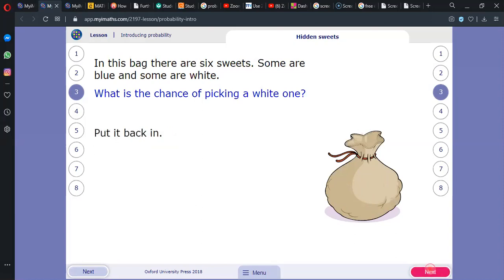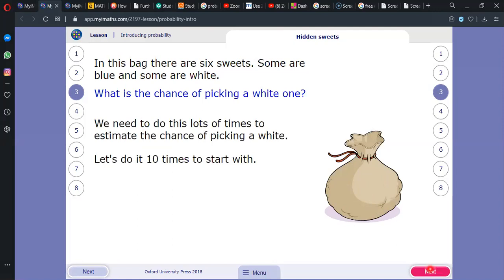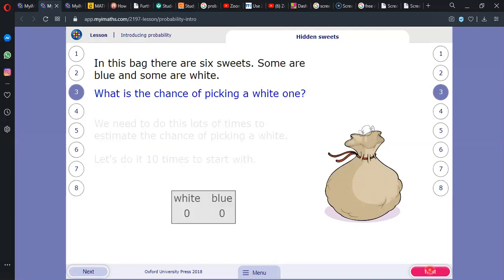Let's put it back in. Now we need to do this lots of times to estimate the chance of picking a white. Let's do it 10 times to start with.